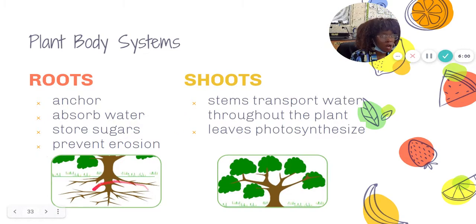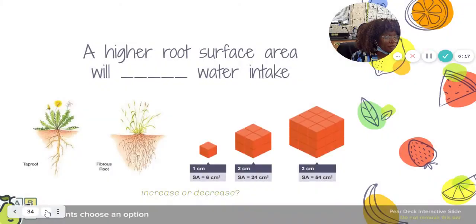So the roots are designed to anchor the plant, they're designed to absorb water, they're designed to store sugars, and they're designed to prevent erosion, while the shoots are designed to transport water and sugars throughout the plant. Right, that's the above ground part of the plant, and the leaves are designed to do photosynthesis.